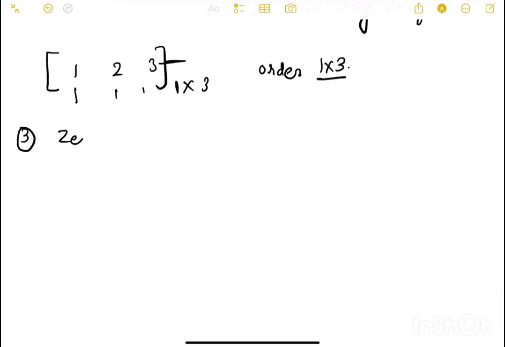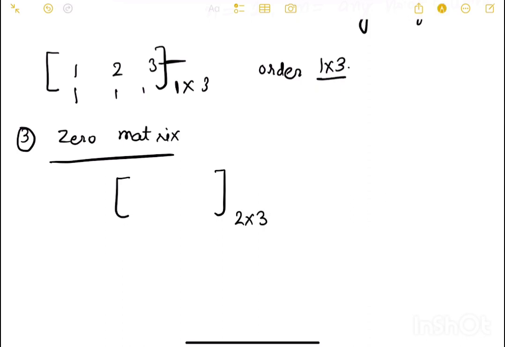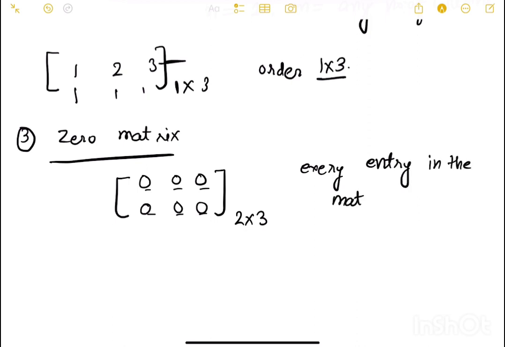Now then we have a zero matrix. What do we mean by a zero matrix? For example, let me consider a 2 cross 3 matrix. It means I have 2 rows and 3 columns. Now every entry in this matrix will be 0. Every entry in the matrix will be 0. Okay.